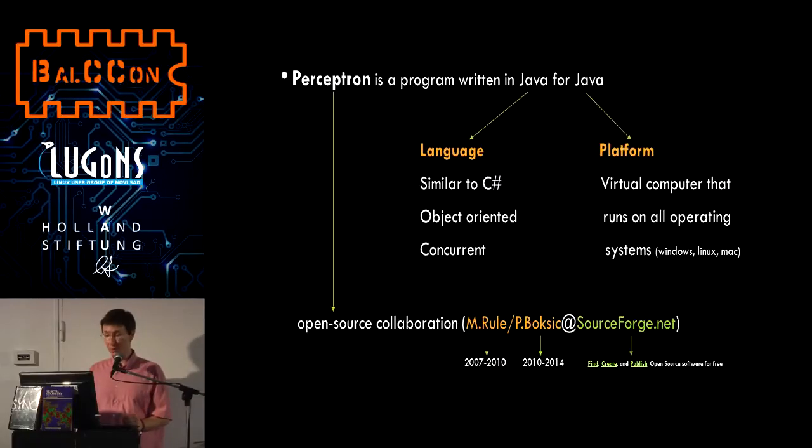It's a program written in Java language for Java platform. It's a virtual computer that runs on all operating systems. Right now it has been tested in 3 operating systems. It began in 2007 as a sort of student college work by Michael Rule, and I continued some 4 years ago thereof. I've been studying it for 2 years and writing it for another 2 years. It's currently hosted at sourceforge.net.